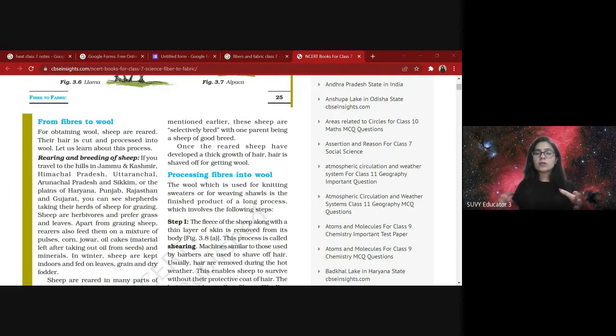After the fibers are obtained, the whole wool goes for dyeing in various colors. If you want red color, it is dyed with red color. If you want pink color, it is dyed with pink color. So you see the wool is of different colors. That color is not obtained from the sheep. It comes from dyeing with various colors after several processes.